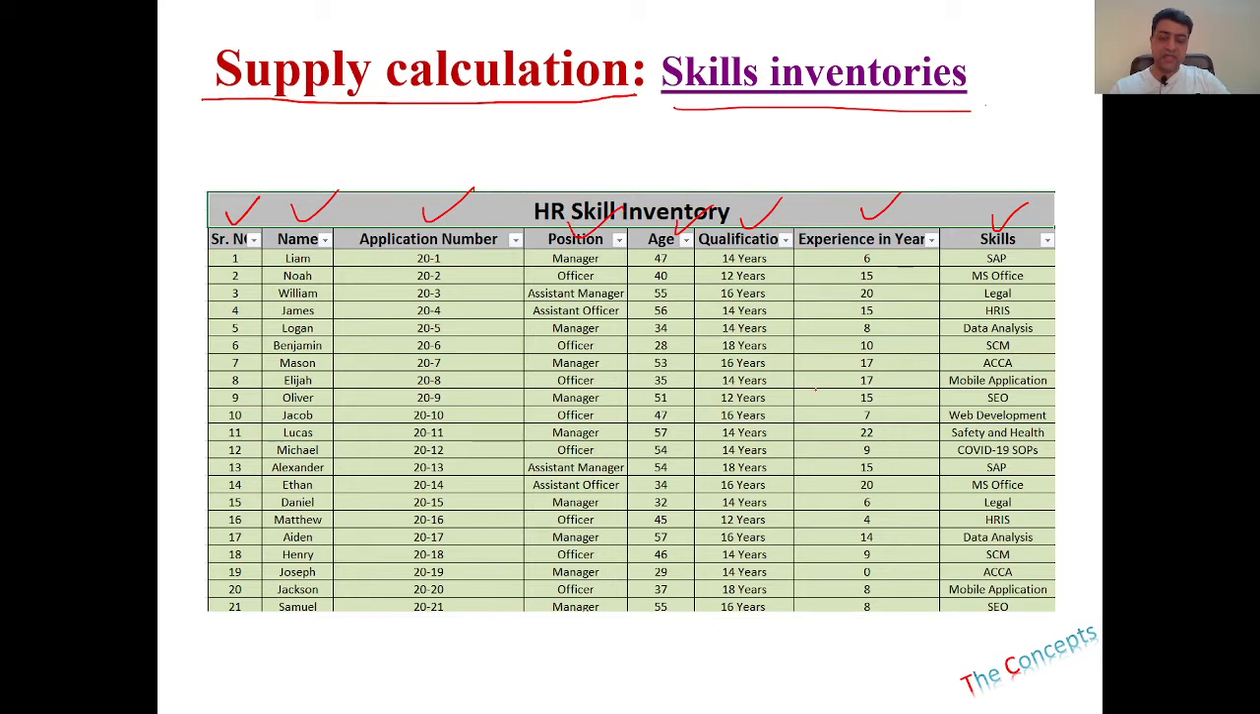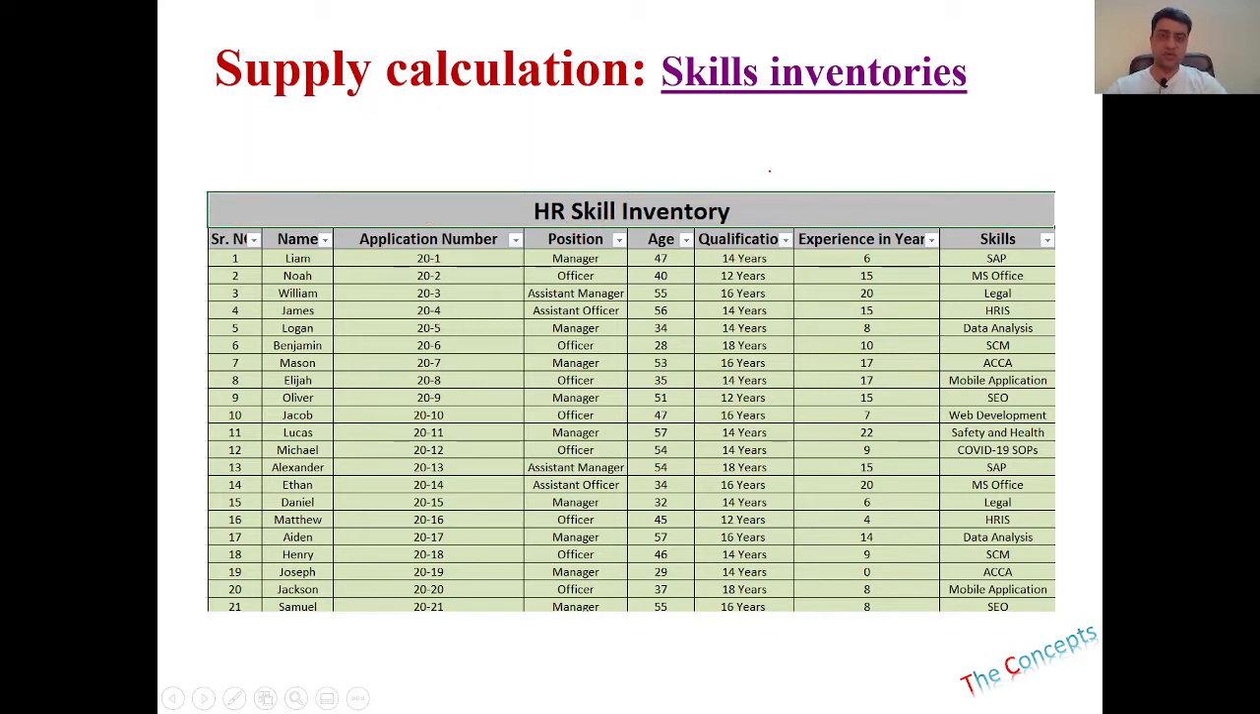What is the use of this skill inventory? Actually, whenever you're in search for a candidate with specific skills, if you have maintained these kind of inventories, it'll just take you a few clicks to shortlist your candidates, your internal candidates, which means your own employees. If you want to promote somebody, if you want to transfer somebody from one department to the other department based on the skills, these are going to be very helpful.